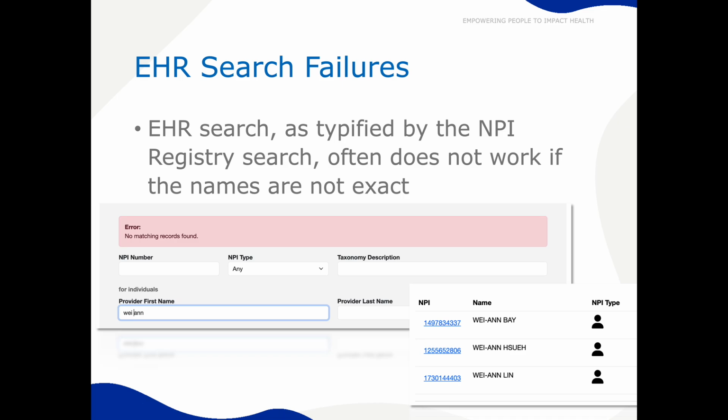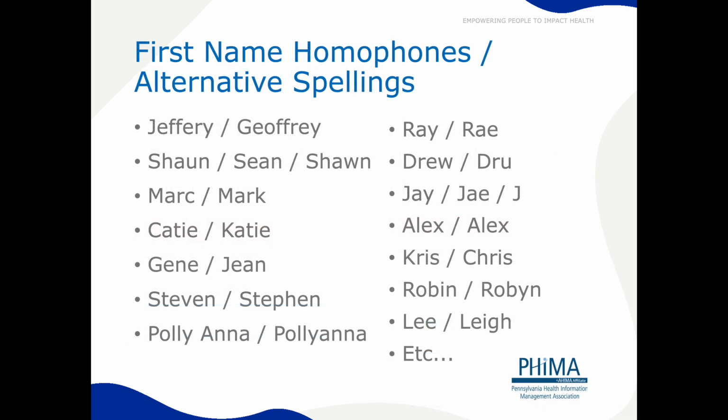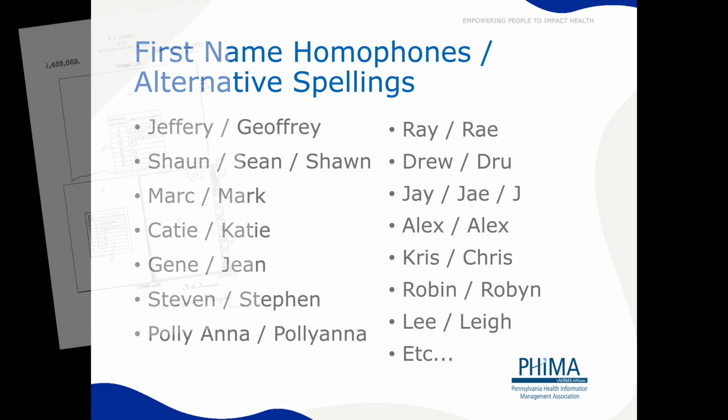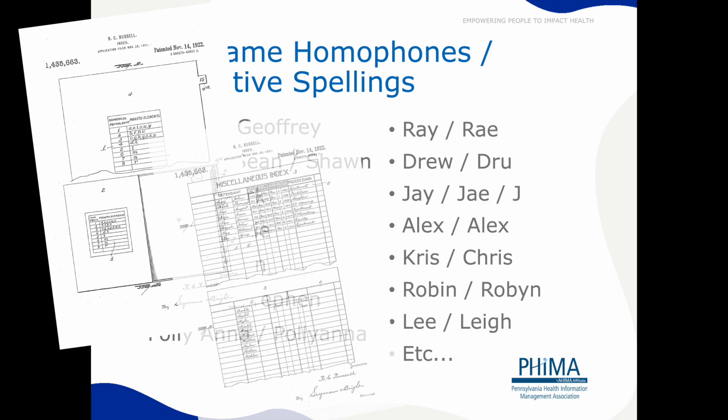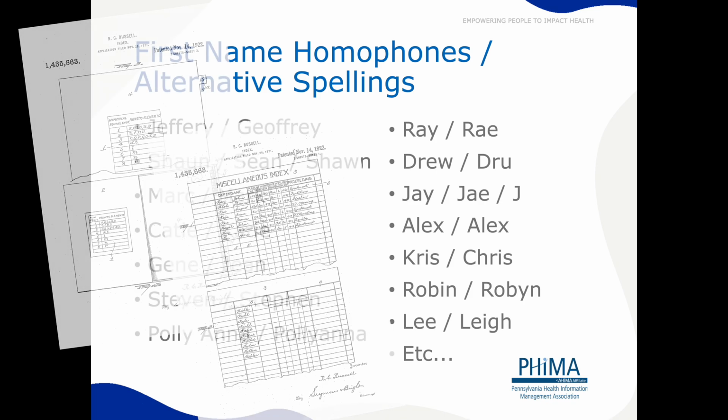Very few search systems work well with first name homophones or alternative spellings. Soundex is a common solution that's used in Cerner and other older tools, but it only works for American English pronunciations, and it's very old. It was patented in 1919.